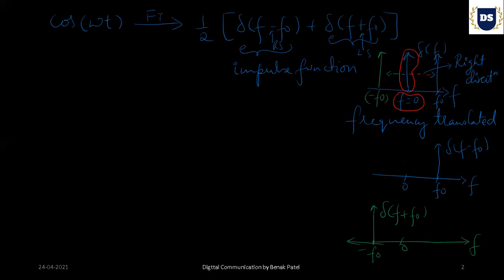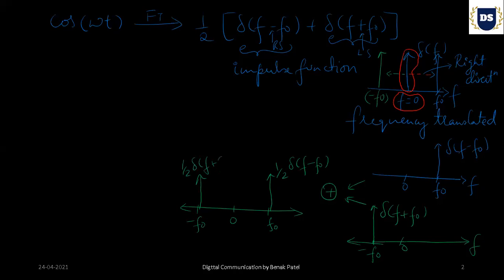Now if I add these two and divide that entire thing by 2, I'll get the cosine function in frequency domain. So this is 0, this is f naught, this is negative f naught. Half impulse function f minus f naught, half impulse function f plus f naught. So this is as good as what? Cosine. This is cosine.